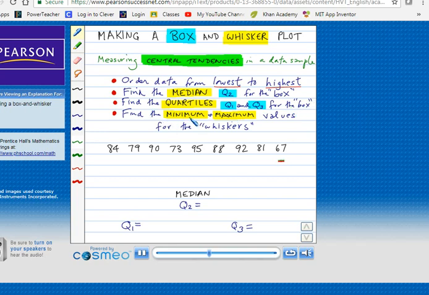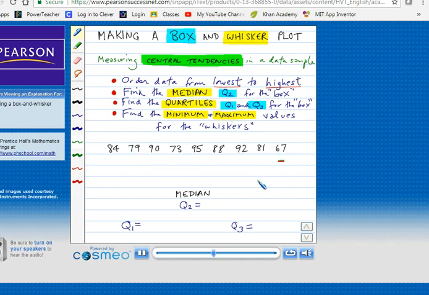Then we find the minimum value and the maximum values in the whole data set. And those will comprise the whiskers. So let's go right to the example. Here we have a series of 9 data points. These could be the grades on a test, for example, 84, 79, 90.